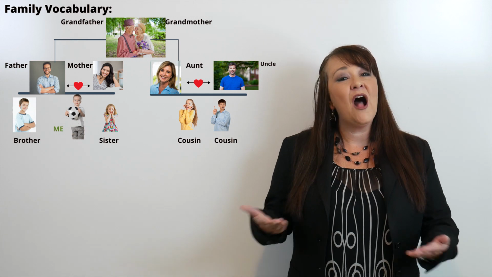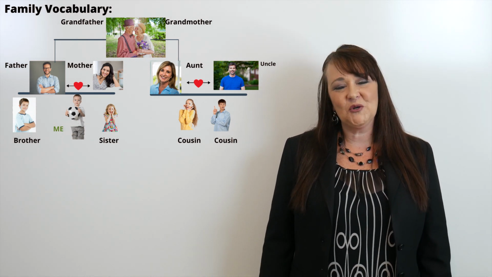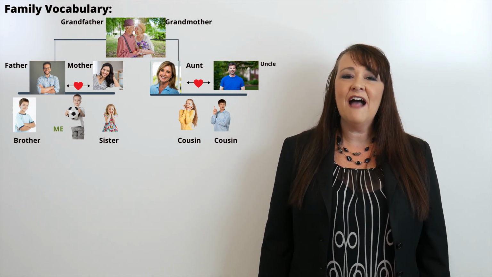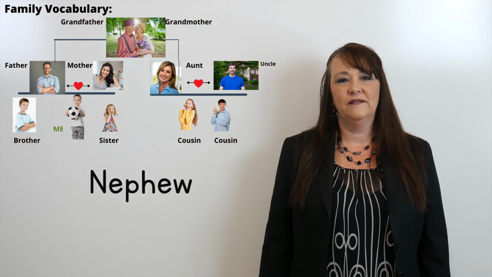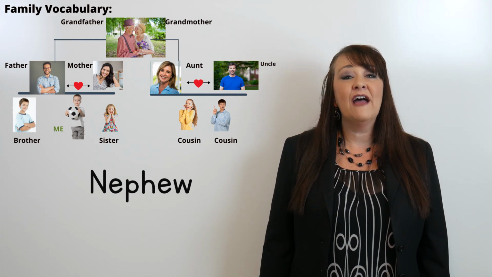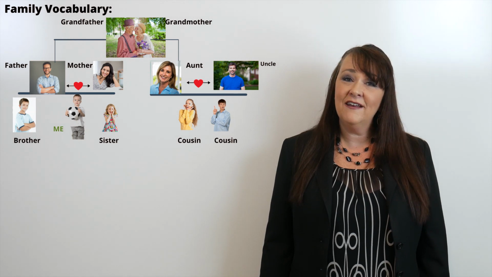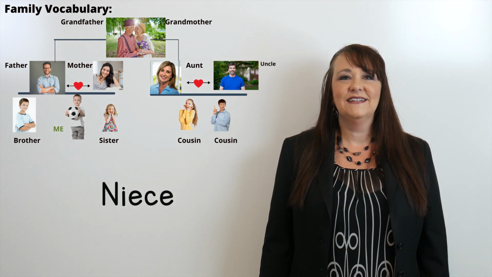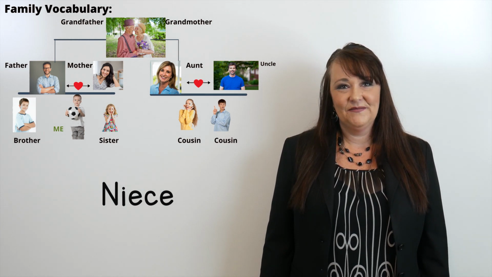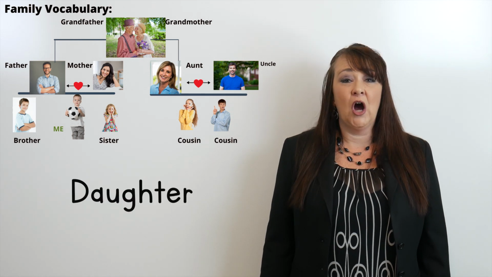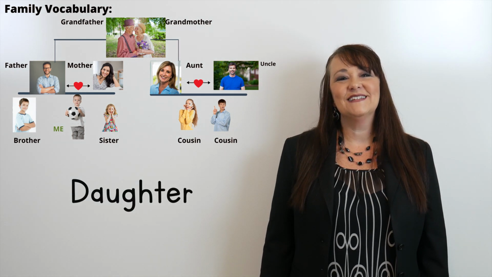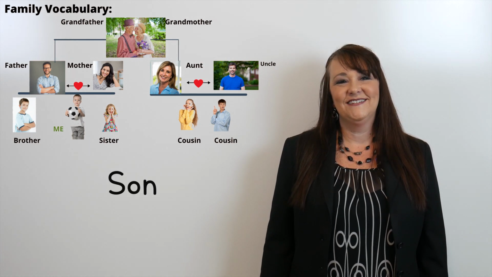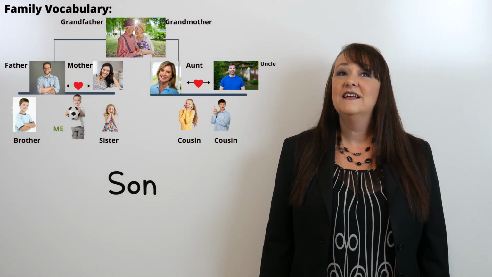There's a couple more words that I'd like you to learn. We'll understand how these words work in the family tree later. Let's look at a few more words. We have the word nephew. You say it, nephew. And we have the word niece. You say it, niece. We have the word daughter. You say it, daughter. And the word son. You say it, son.